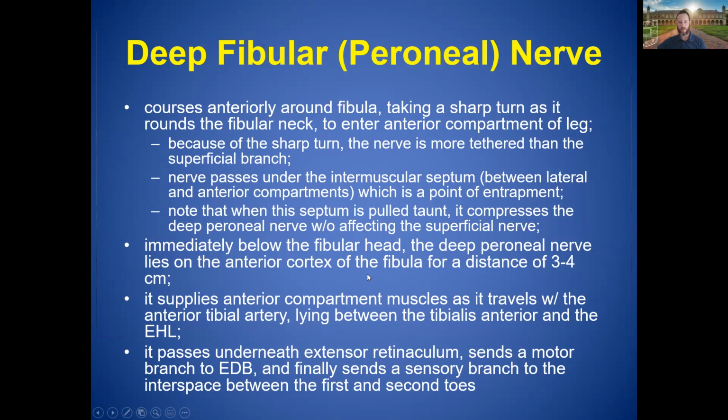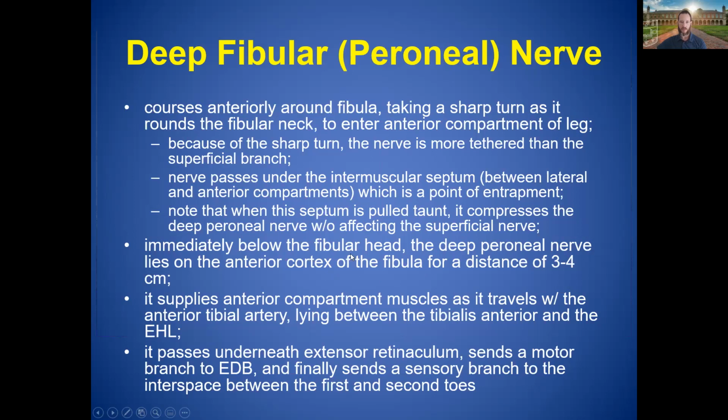Because of that sharp turn and because of all the different muscles it has to travel through, it can get tethered in those intermuscular septa if there's a traction injury. So if you dislocate the knee, for instance, you may have preferential involvement of the deep rather than superficial portions of the peroneal nerve.